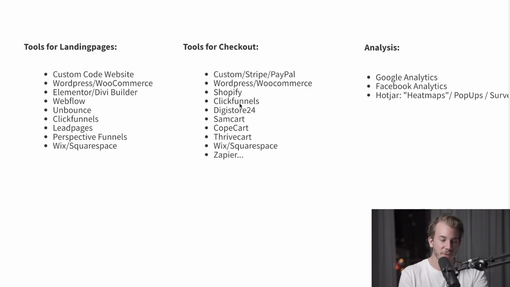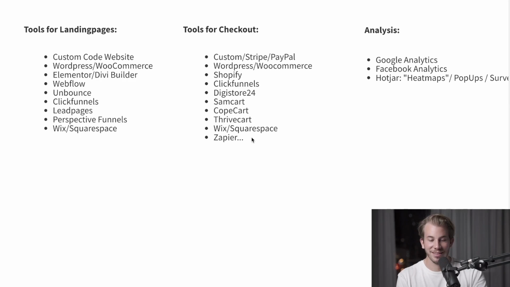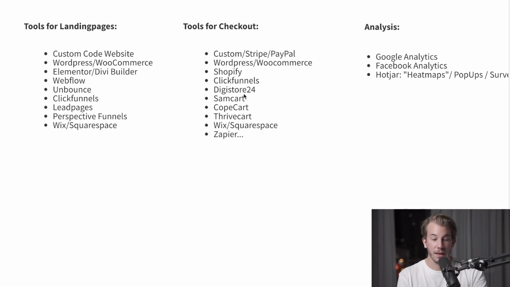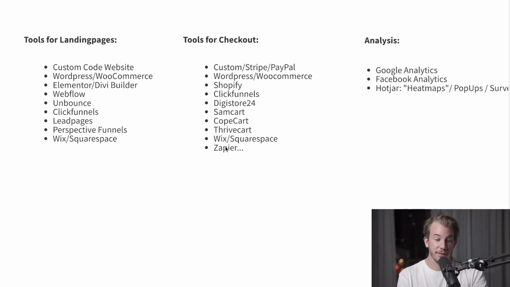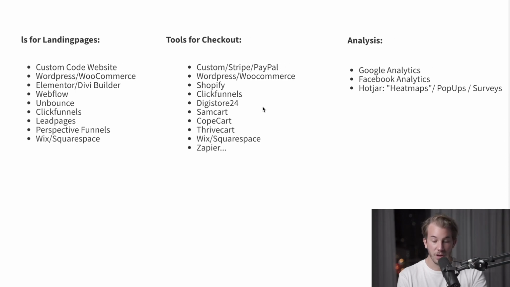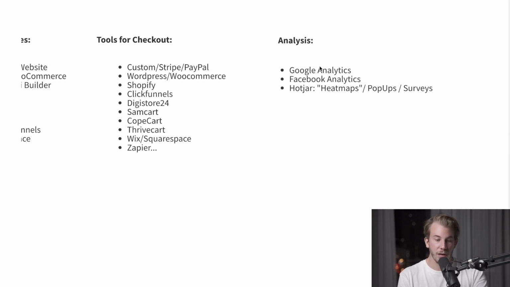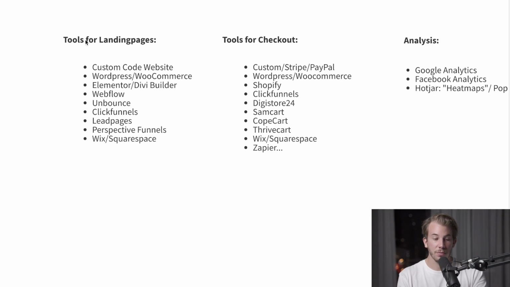If you have an e-commerce business. If you don't have an e-commerce business, you just do some coaching, consulting, digital software, I think you're good to go with Samcart, Thrivecart, or ClickFunnels, or custom, or WordPress. Also, Wix and Squarespace both offer checkout by now, and you can do a lot of stuff with Zapier, connecting these different tools.